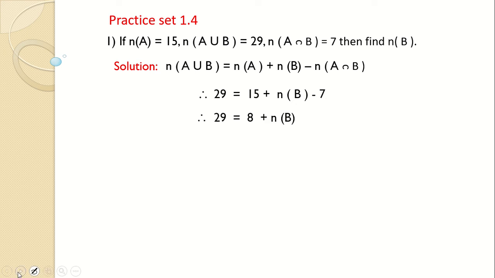15 minus 7 is 8. Now that 8 will come this side, it will become minus. So n of B is 29 minus 8. Therefore n of B is 21. So I guess this was quite a simple sum. We just had to substitute and solve the equation, that's it. But the most important thing here is to remember the formula. If you remember the formula, more than 50% of the work is done.